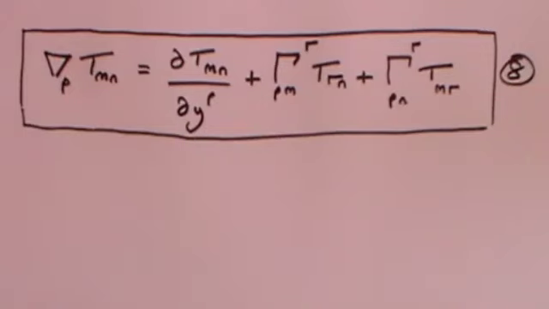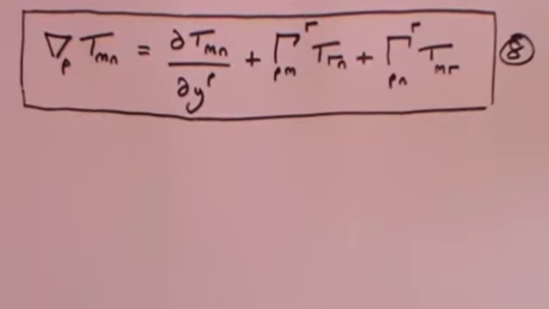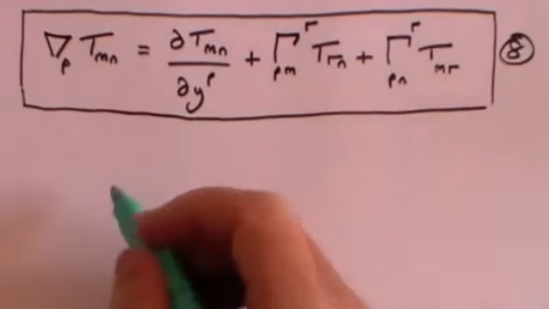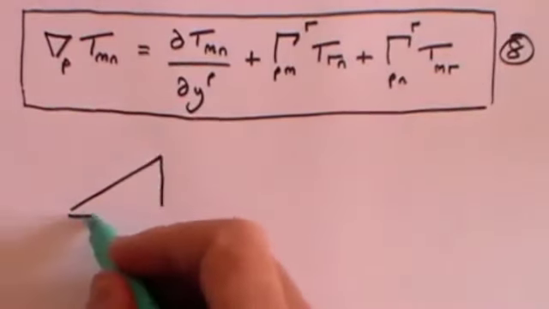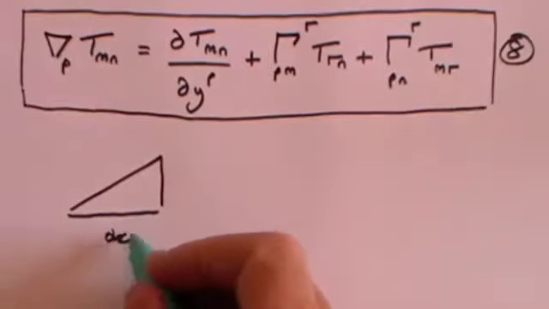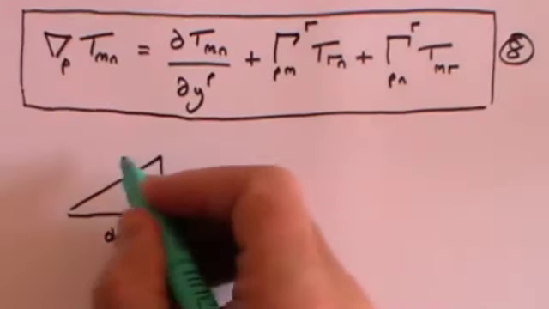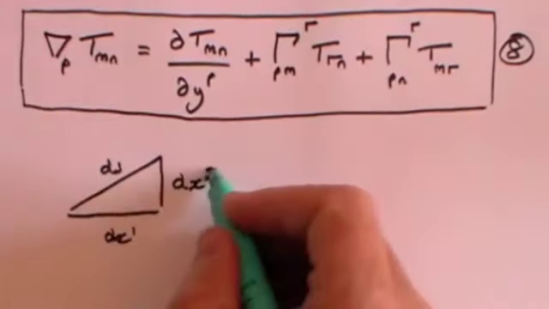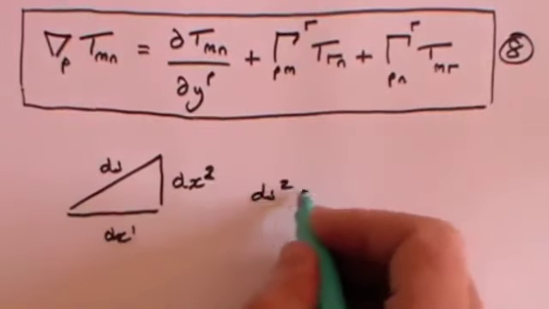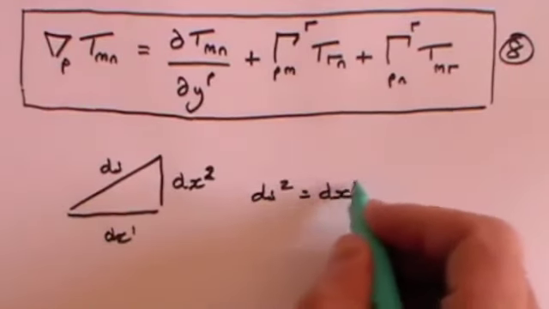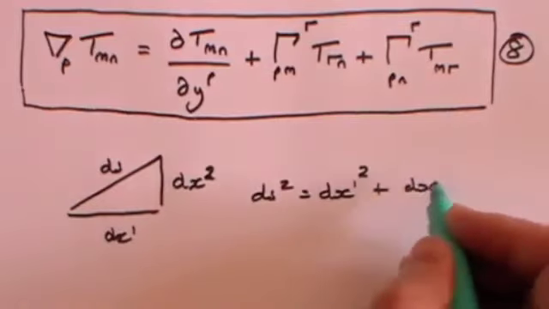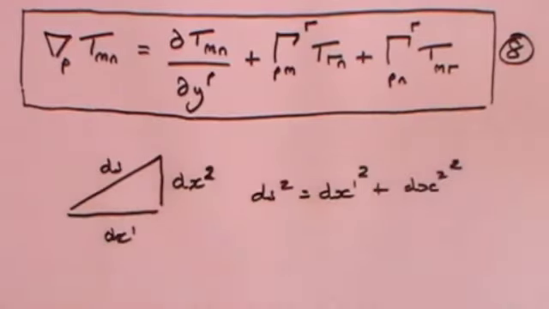Now, what about the covariant derivative of the metric tensor that we derived earlier? Let's just remind ourselves what the metric tensor was. We started off with good old Pythagoras, where this was dx1, this is dx2, this is ds, and we said that ds squared equals dx1 squared plus dx2 squared.